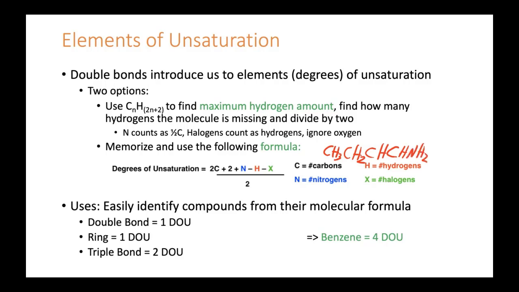This is horrible, but if I were to accumulate this together, we would get C4H9N. If we plug this into our formula, we would have 2 times 4, which is 8, plus 2 is 10, plus a single nitrogen is 11, minus all of our hydrogens, which is 9. We don't have any halogens. So 11 minus 9 is 2. Divide by 2, and we have 1 degree of unsaturation.